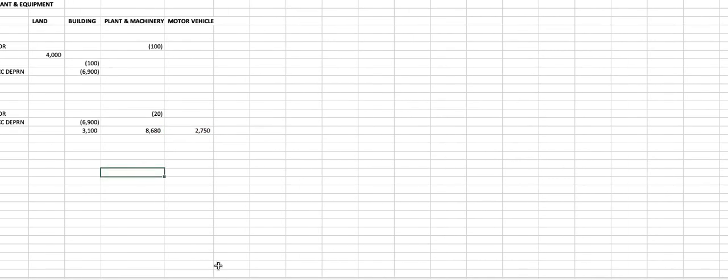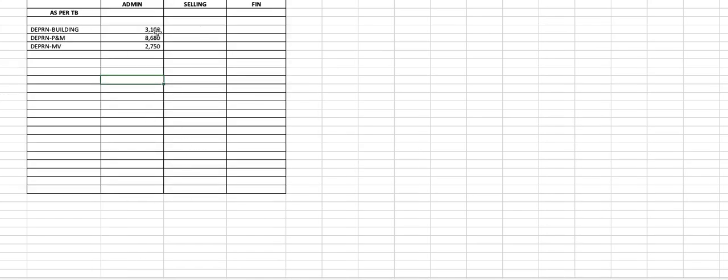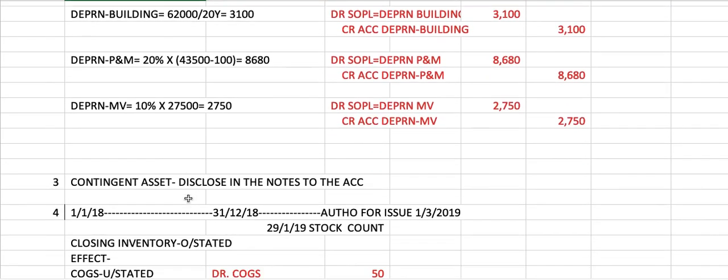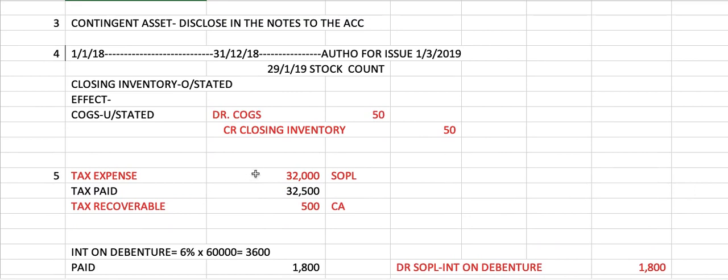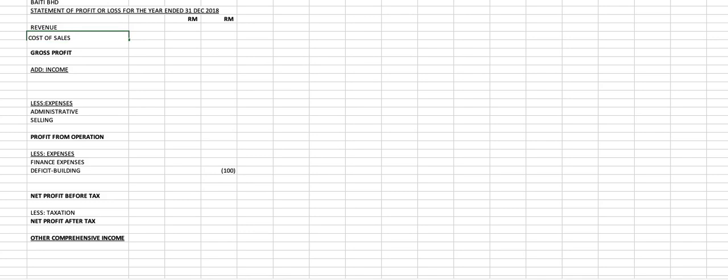Okay, so that completes the journal entry. Debit depreciation and credit accumulated depreciation here. Okay, so we are done with that. So next is debit COGS and credit closing inventory. COGS is in your SOPL. So COGS here, you need to show the working.